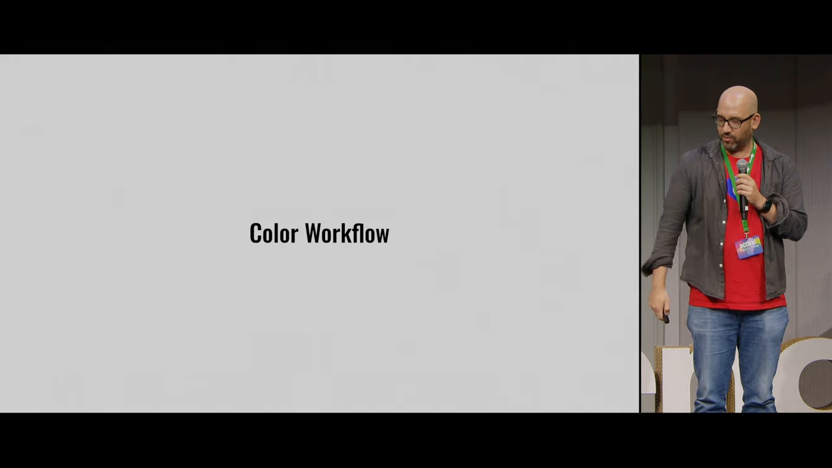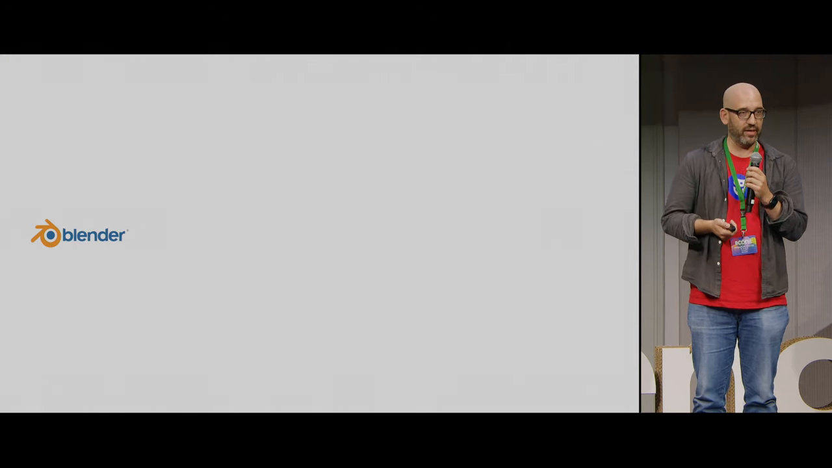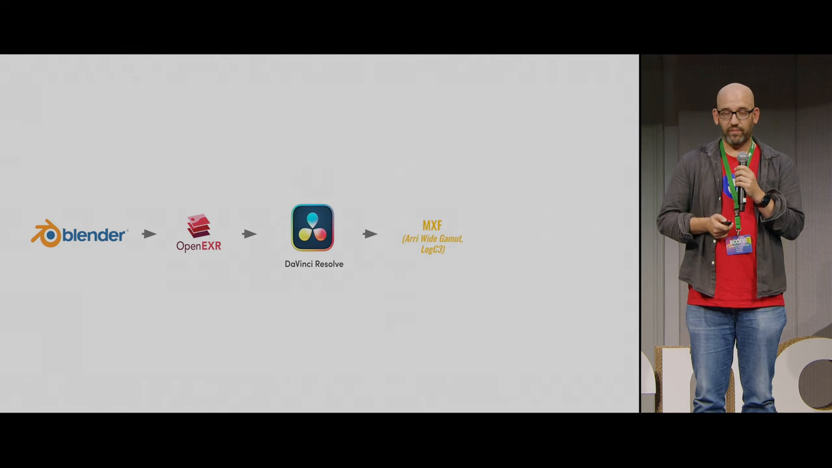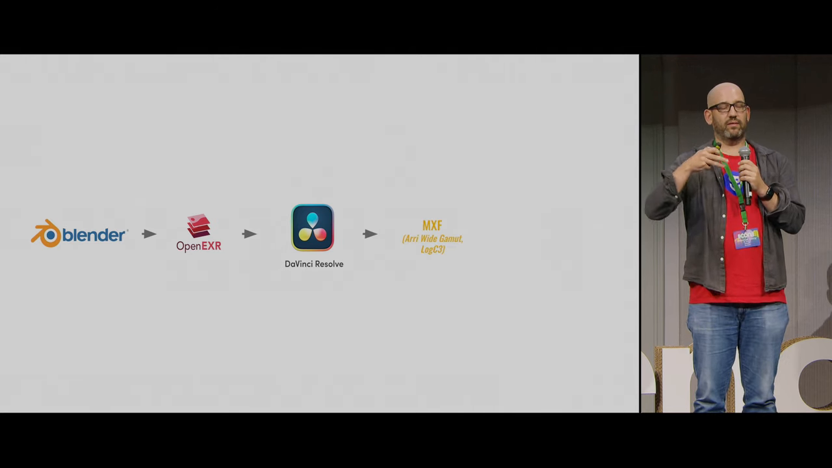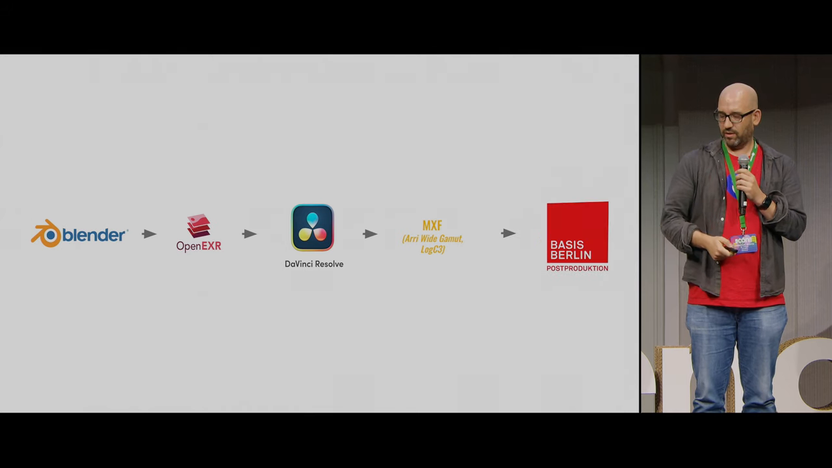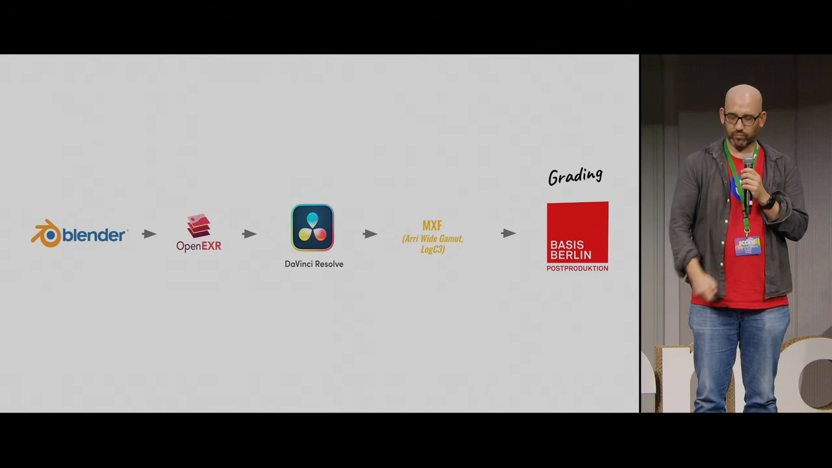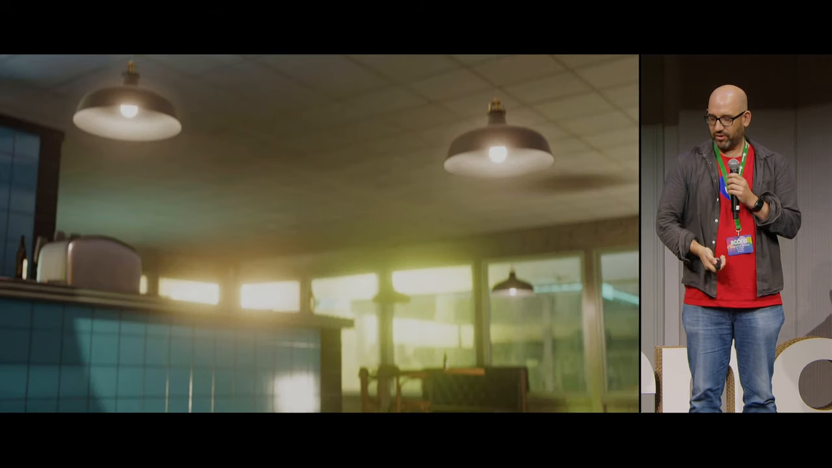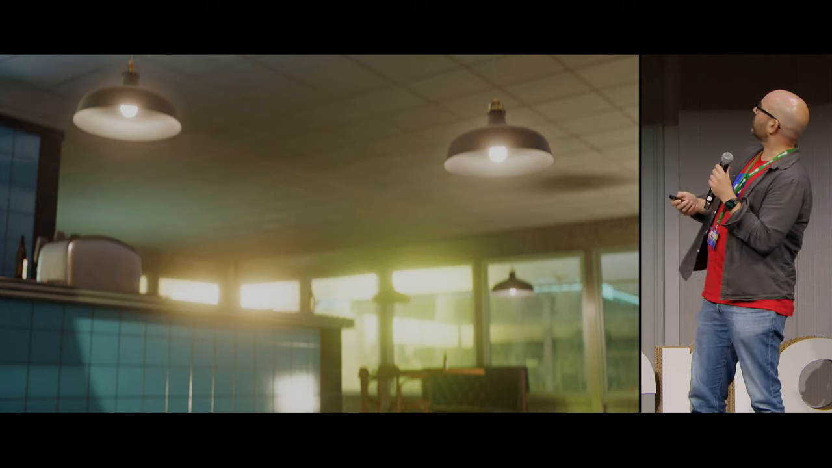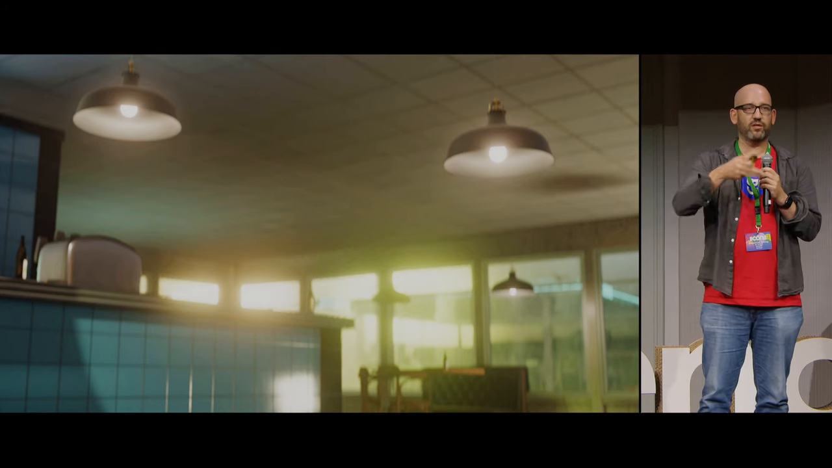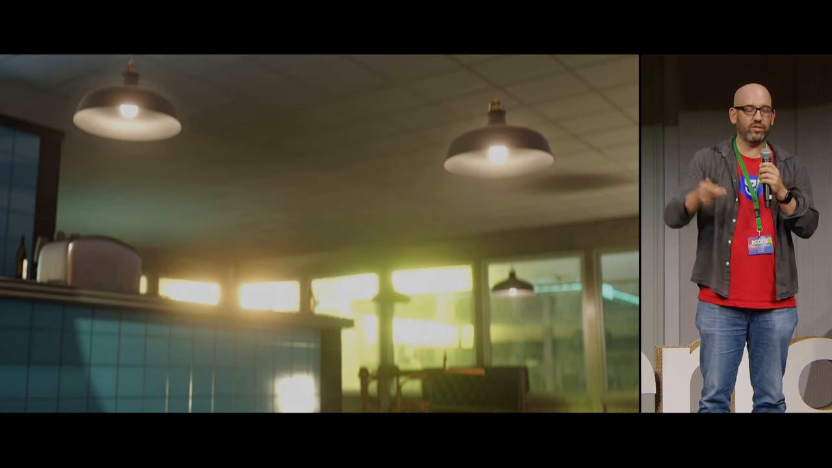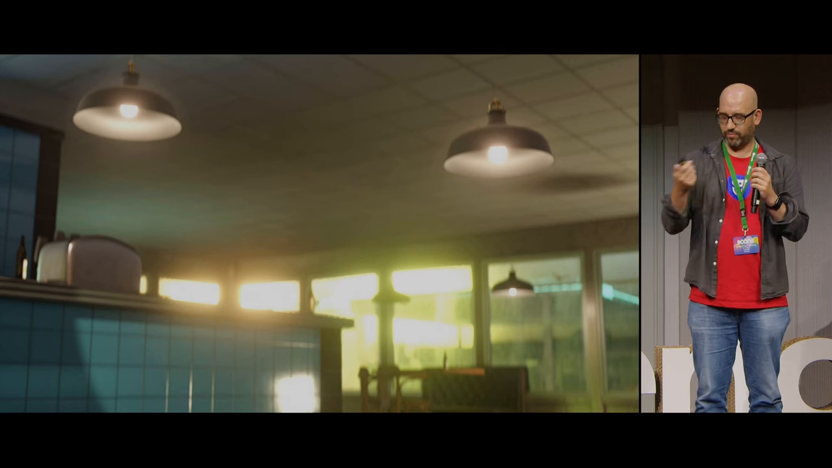So the pipeline was to start in Blender and then render as an OpenEXR, then go to DaVinci Resolve, export that to an MXF file and in ARRI wide gamut, and then deliver that to the post-production who did the grading. And I want to briefly cover this color workflow, because when we render in Eevee and export as a linear EXR and then just open that, it will look totally overexposed. So we wanted to have it look like the Filmic look.